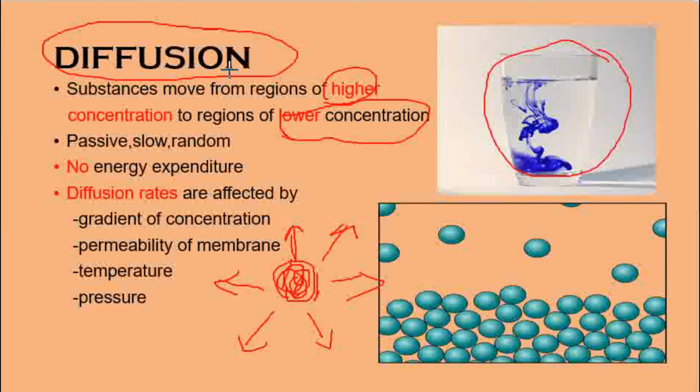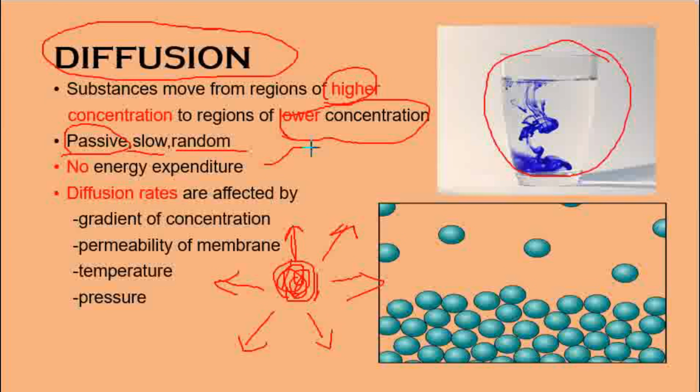So the diffusion is passive. Passive means there is no resistance for it. There is no hindrance for the movement of ink here in the water. So we call it a passive movement, and it is slow and it is random. So the direction is random. There is not any specific direction for the movement of the substance, and there is no expenditure of energy. So here energy is not needed.